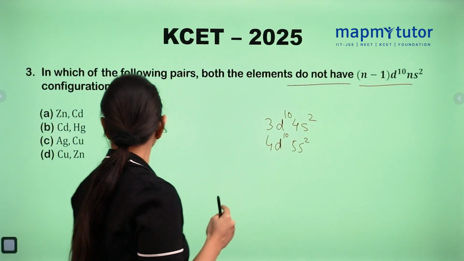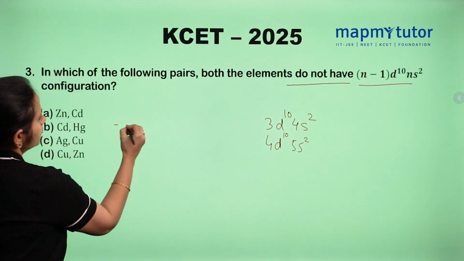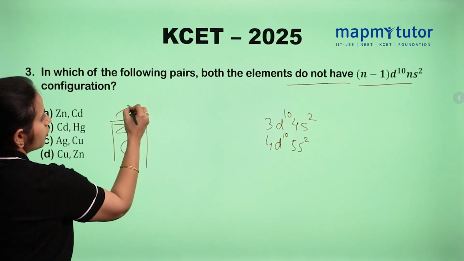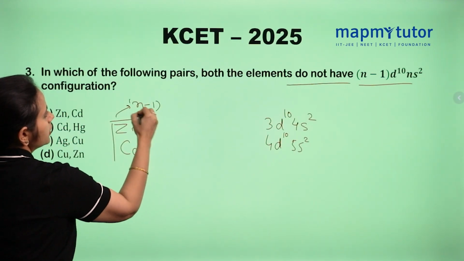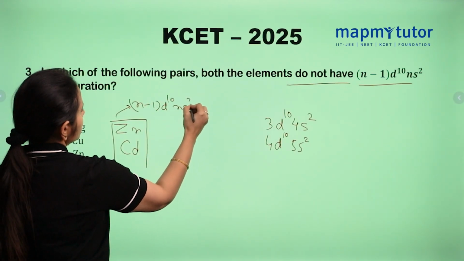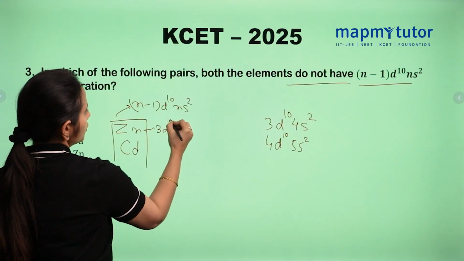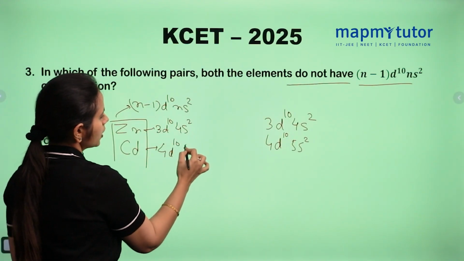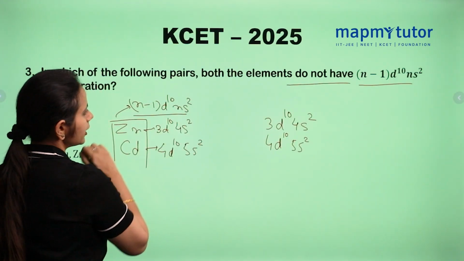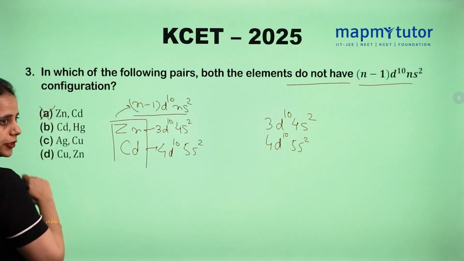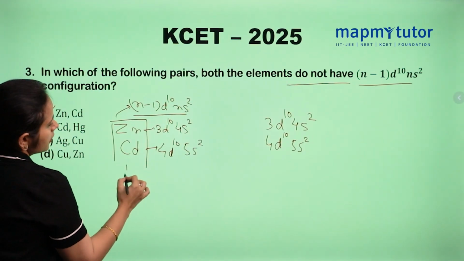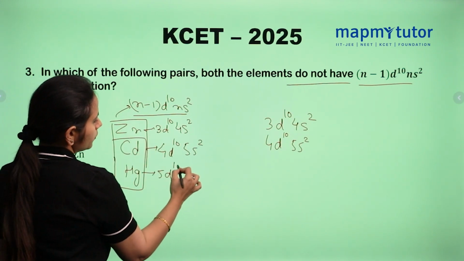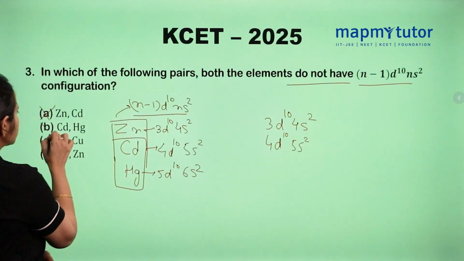Do not have. So let's see from the options, like zinc and cadmium. They are both from the same group, so they have the same electronic configuration, which is N-1 D10 and NS2. For zinc it is 3D10 4S2, and for cadmium it is 4D10 5S2. So both the elements contain this electronic configuration. So this can't be the answer. Remove it. Next is cadmium and mercury. This also belongs to the same group, cadmium and mercury. It is 5d10 6s2. So this also can't be the answer.